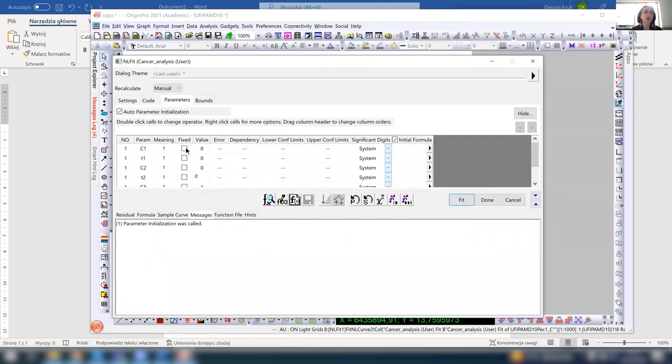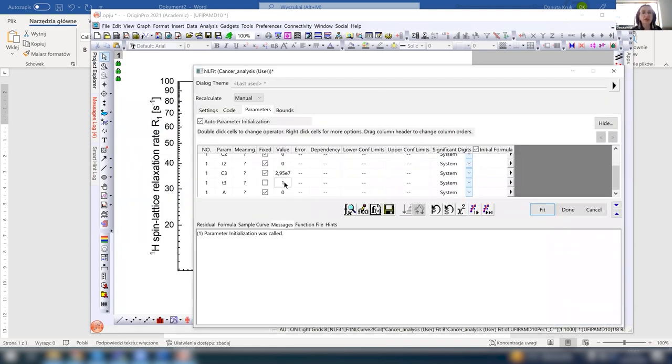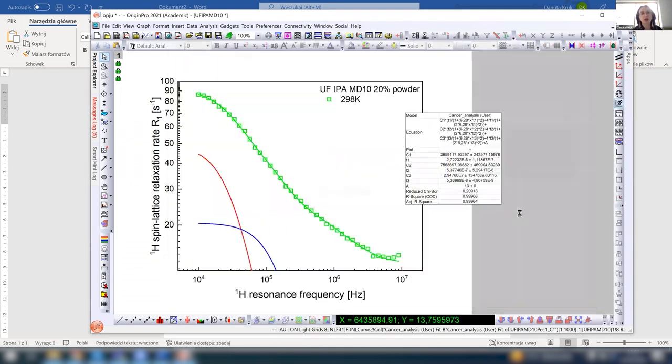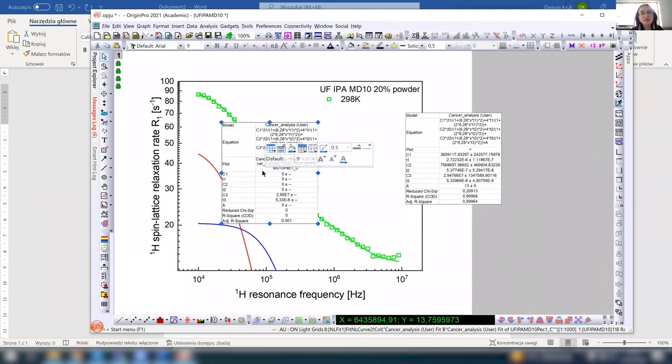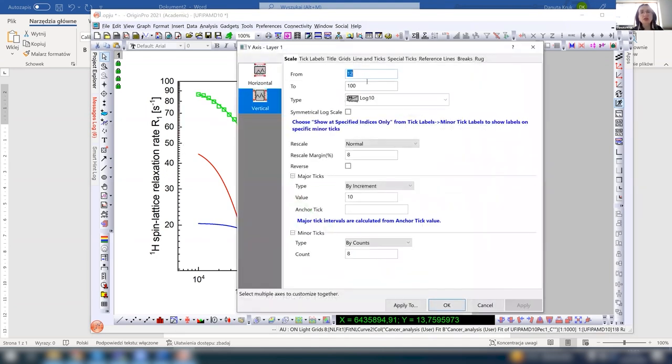Zero, zero, zero, zero. Zero, and what we had here, 295.37. And what was the correlation time? 5:33, 5:33 minus 8. Minus 8 or minus 9? Something went wrong. Just a moment.